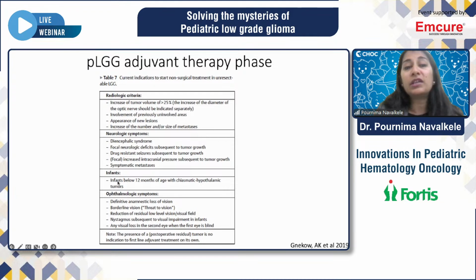Infants: when you see infants below the age of 12 months with chiasmatic hypothalamic tumors specifically, you should opt for adjuvant treatment. Ophthalmologic symptoms such as vision loss or visual deficit, or reduction in the visual field, nystagmus which is impairing, or any visual loss in the second eye when the first eye is already blind.